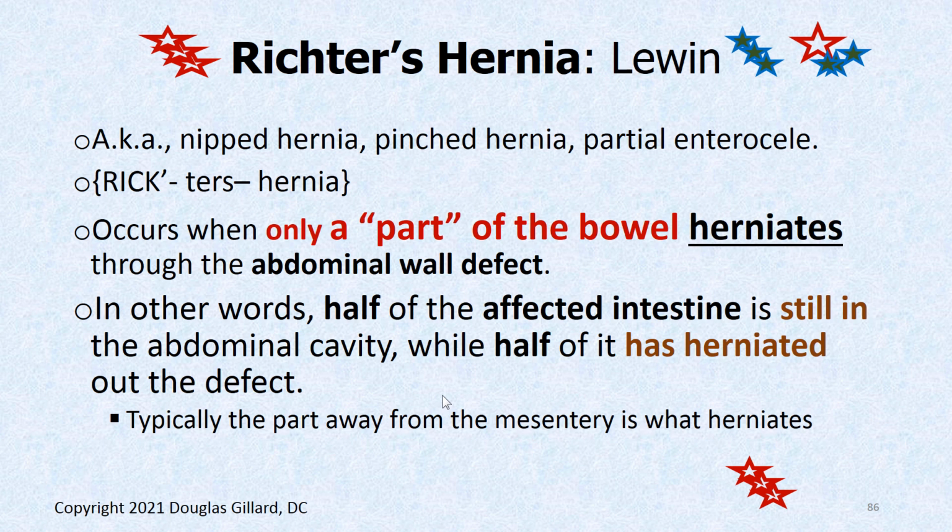What is a Richter's hernia? This is an important concept. I always ask this question. I don't know why I don't put more stars here. Part of the small bowel herniates, but part of it doesn't. So the entire intestine doesn't have to go through the hole. You can have part of the intestine go through the hole and still cause partial small bowel obstruction. Those are called Richter's hernia.